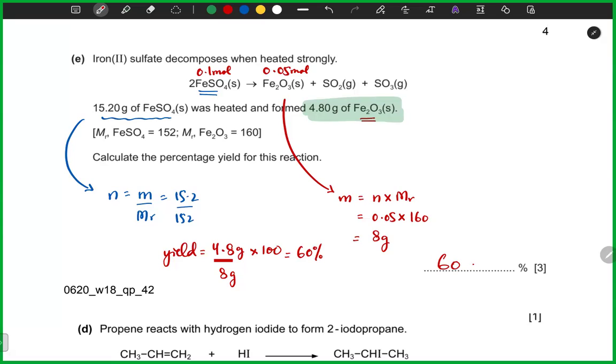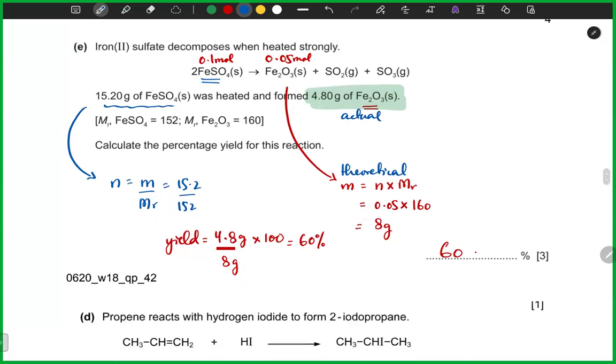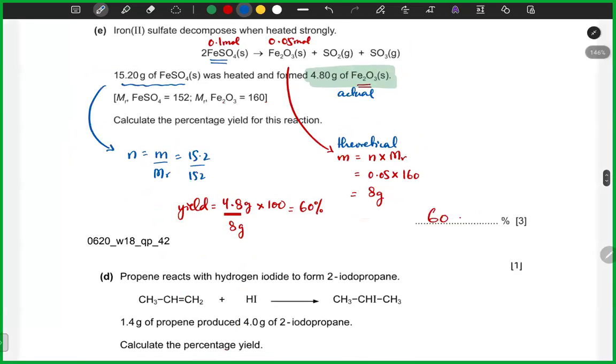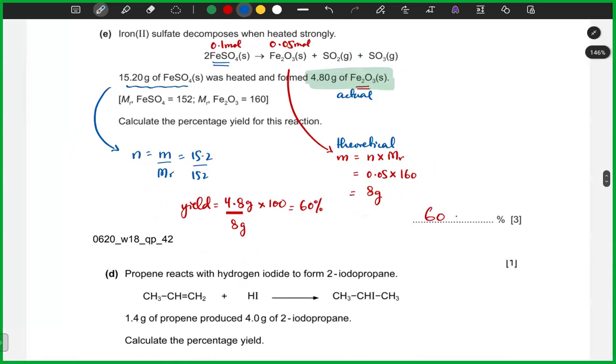So my yield is 60%. So this was the actual. This was my theoretical. Okay? Alright, let's move on to the next one.